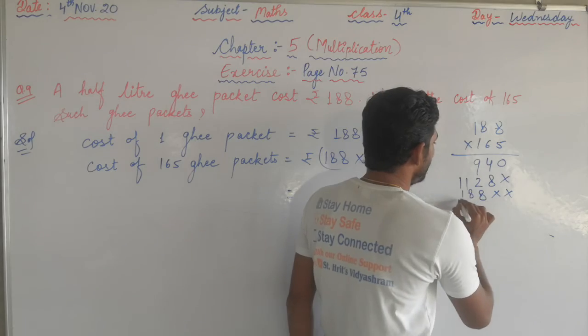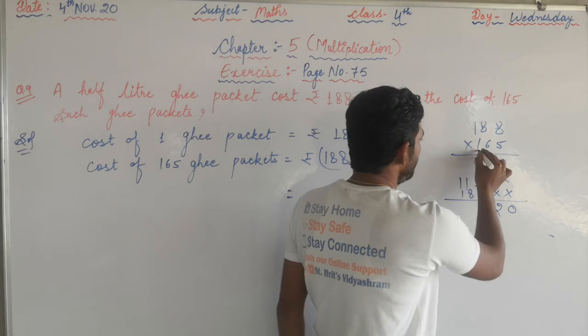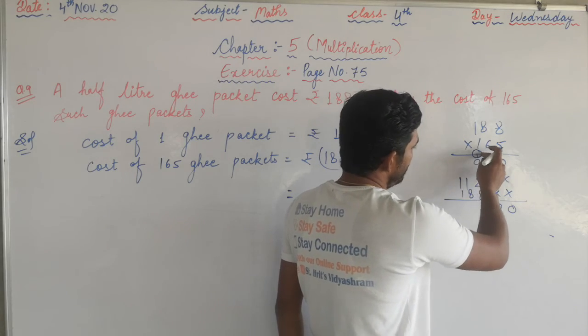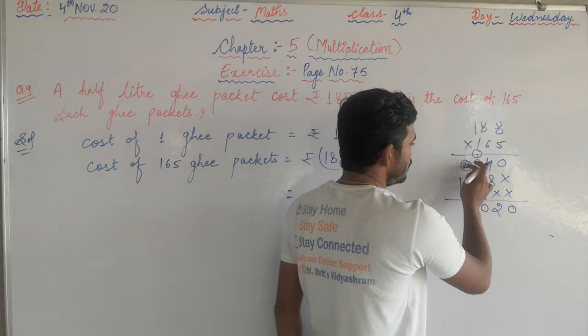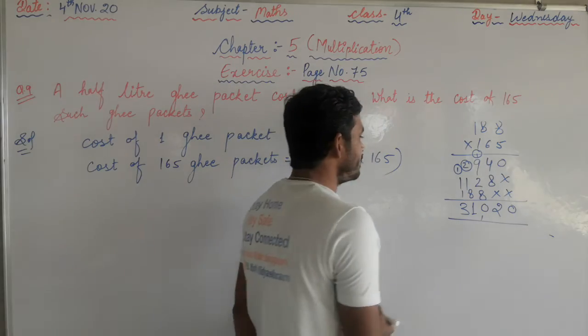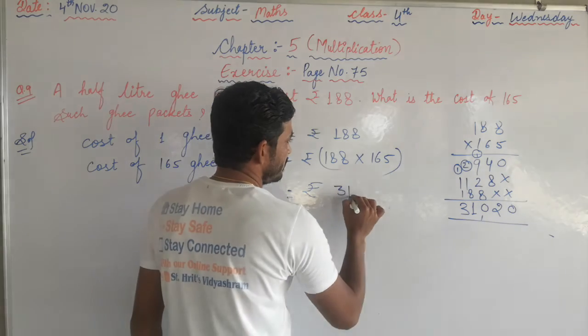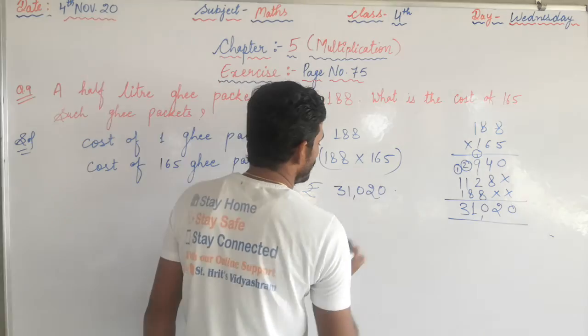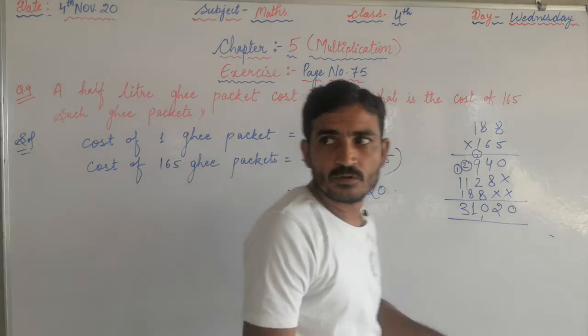8 8 1. Now simply you have to add: 8 plus 4 is 12, 2 carry 1, 9 plus 1 is 10, 10 plus 10 is 20, 0 carry 2, 8 plus 2 is 10, 10 plus 1 is 11, carry 1, 3. That is 31,020. Cost of 165 packets is rupees 31,020. So your exercise and your chapter both are completed today.